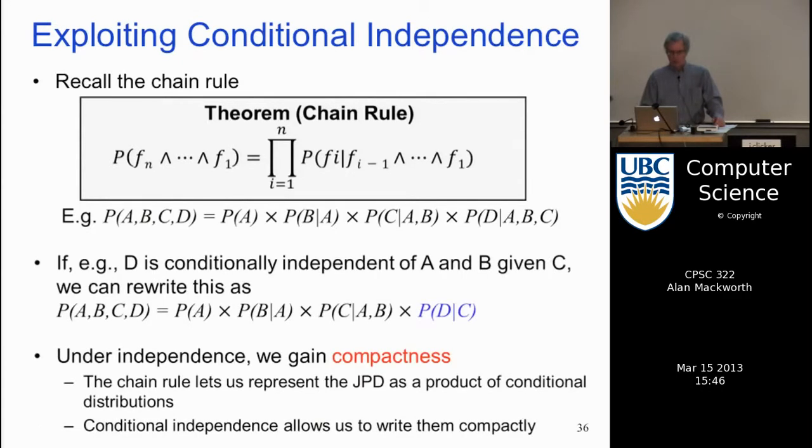So then, of course, if D is conditionally independent of A and B given C, say, we can rewrite this one as this one. So this is giving us compactness. The chain rule lets us represent the JPD as a product of conditionals. Conditional independence allows us to write them compactly.